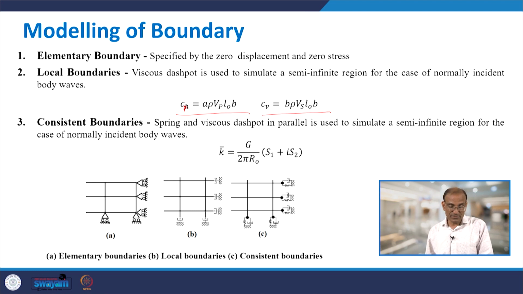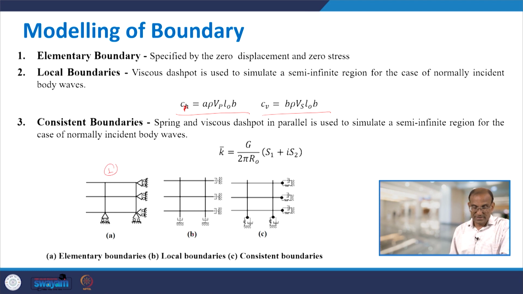Then you have the consistent boundary, where in case of the consistent boundary, spring and viscous dashpots in parallel are used to simulate a semi-infinite region. For example, in this case dynamic stiffness is given by this relation, G divided by 2 pi r naught, S1 plus iota S2. In this case you have different conditions which we already discussed. One, during dynamic soil property, here you have only the rollers, that is, rollers have been put. So, the first one will be treated as elementary only.